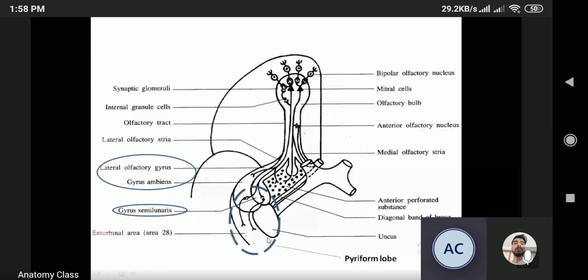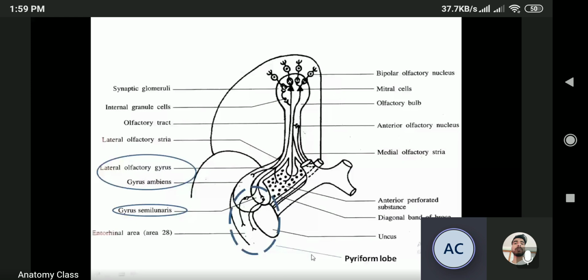So the parahippocampal gyrus is present here. In front of that, the entorhinal area is present, and the gyrus ambiens and lateral olfactory gyrus are continuous with the entorhinal area here. Now, finally, the prepiriform area, periamygdaloid region, and entorhinal area, all of these structures, marked by a dotted circular line, comprise the piriform lobe.